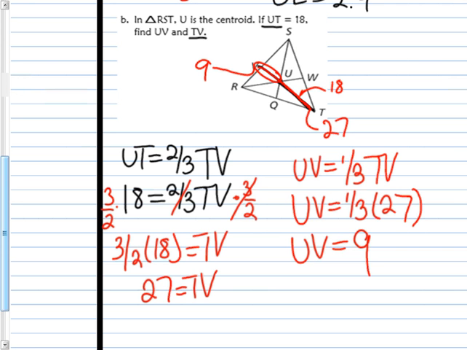How can I check to make sure I'm right? What should these two segments add up to? They should add up to 27. Is 9 plus 18 27? Yes. So we have solved it correctly.